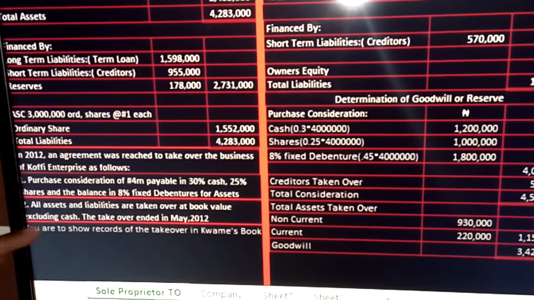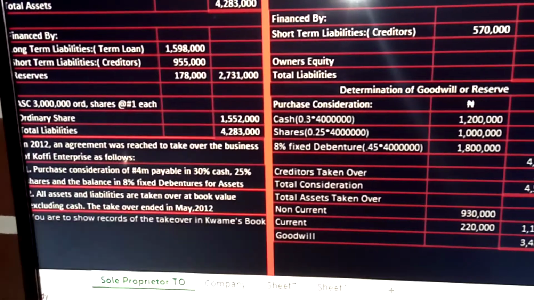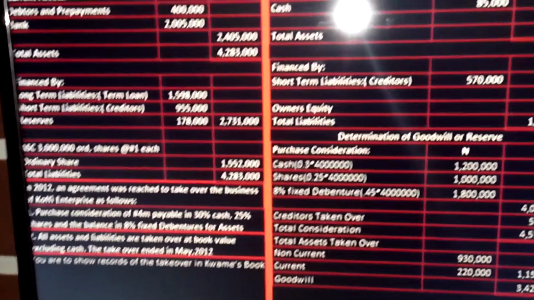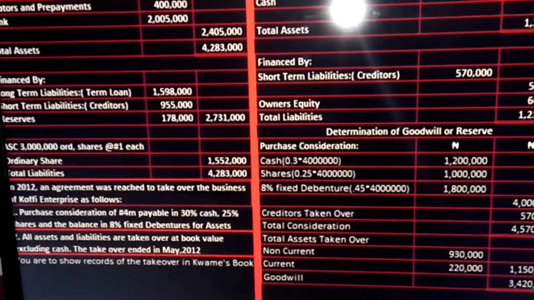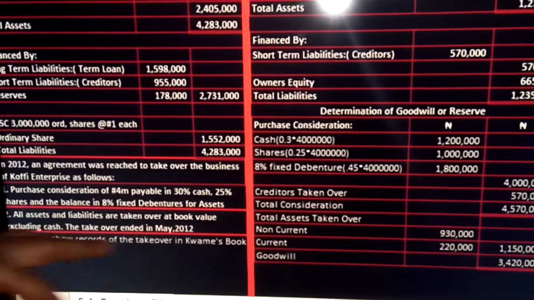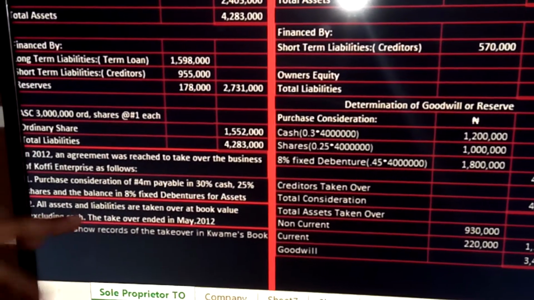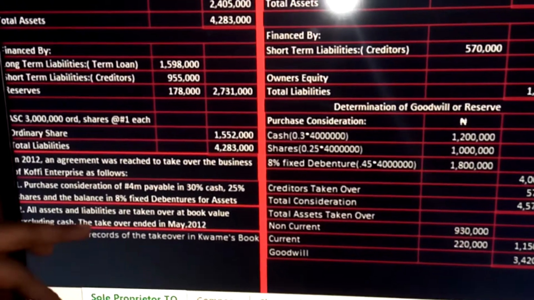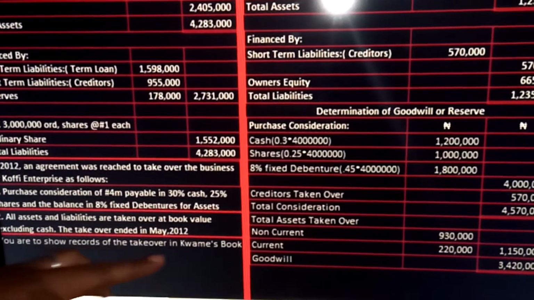They say all assets and liabilities are taken over at book value. So what I'm saying is that the assets are taken over at the value at which they are in the balance sheet of Kofi Enterprise. They are saying all assets and liabilities are taken over at book value, excluding cash. That means they are not taking over the cash. They say the takeover ended in May 2012. You are to show records of the takeover in Kwame's books.